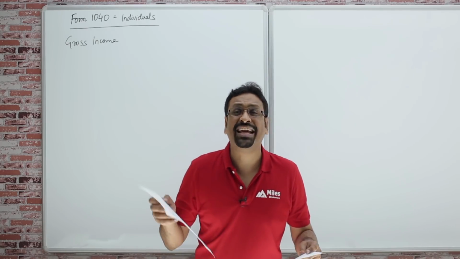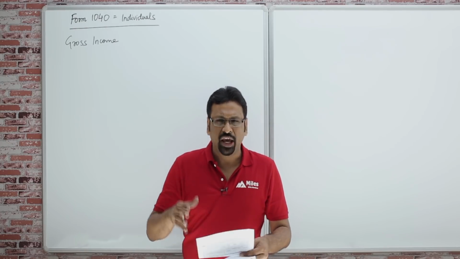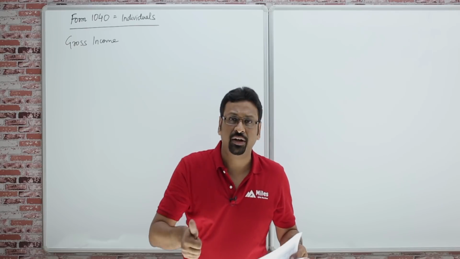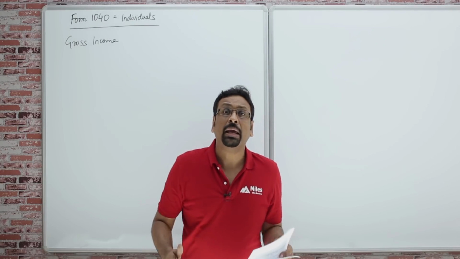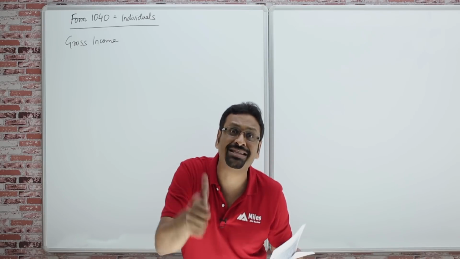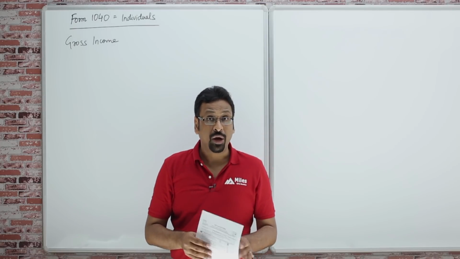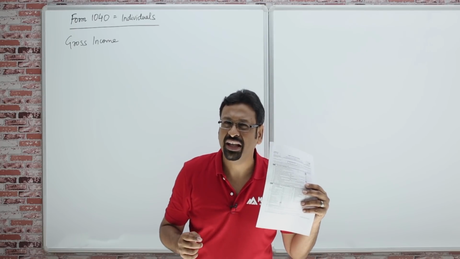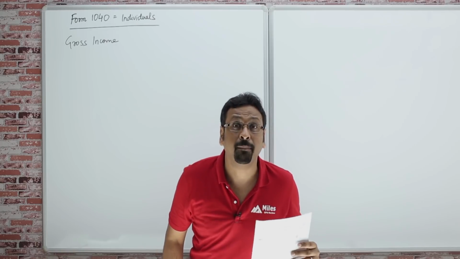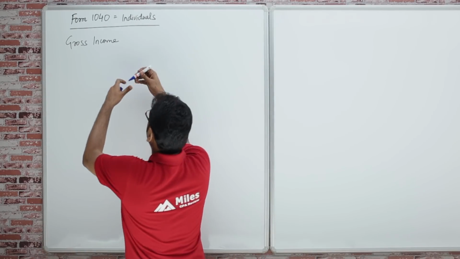You're going to have Schedule E for supplemental income, which includes income from rental real estate, income from royalties, income from flow-through entities like partnerships, S-corps, estates, trusts. And then we'll also look at Schedule F, where the F is for farm income. So guys, we're going to look at a bunch of schedules out here.